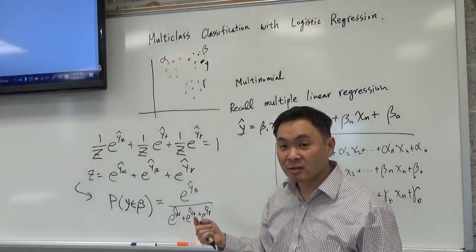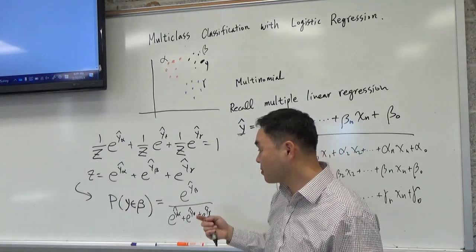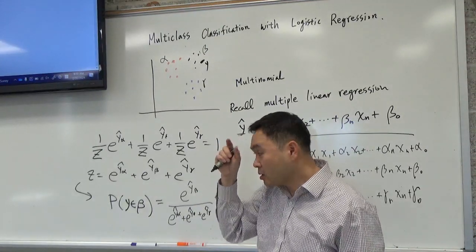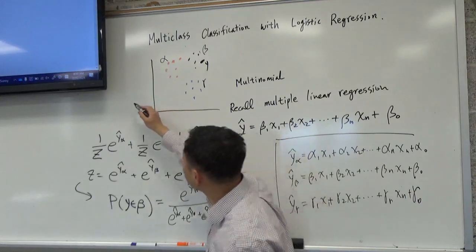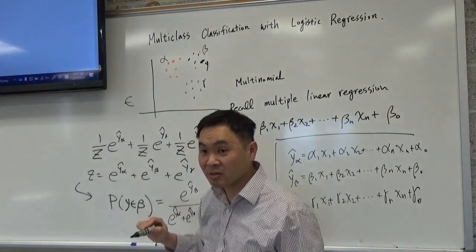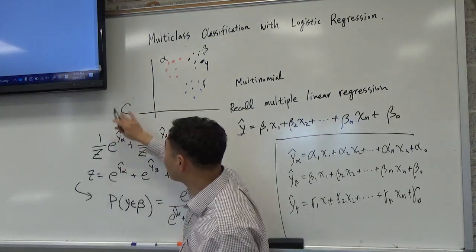Wait, so y as an element of beta? Yes. We're asking if y is a subset of beta? No, this means it's an element. This is the set symbol for being an element. Oh, okay, all right, thanks.